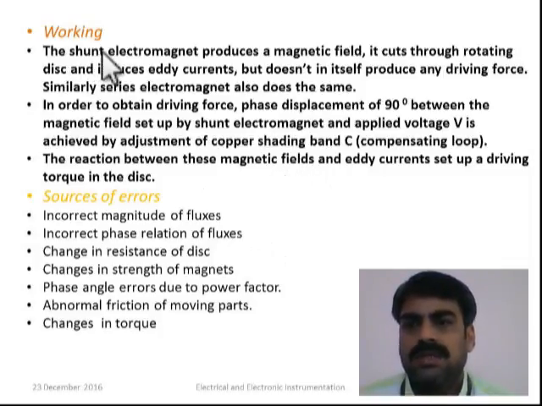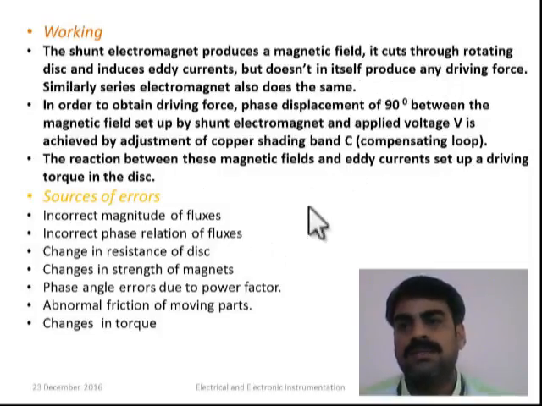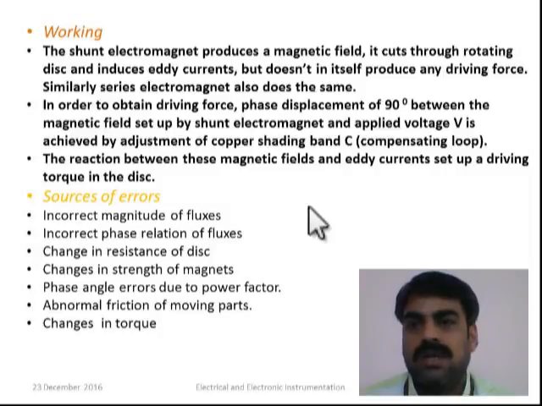So here the shunt electromagnet produces a magnetic field. It cuts through the rotating disk and induces a circulatory eddy current, but doesn't in itself produce any driving force. Similarly, the series electromagnet also does the same. Now the series magnet induces a flux, that is phi 1. Shunt magnet M2 induces another flux, that is phi 2.